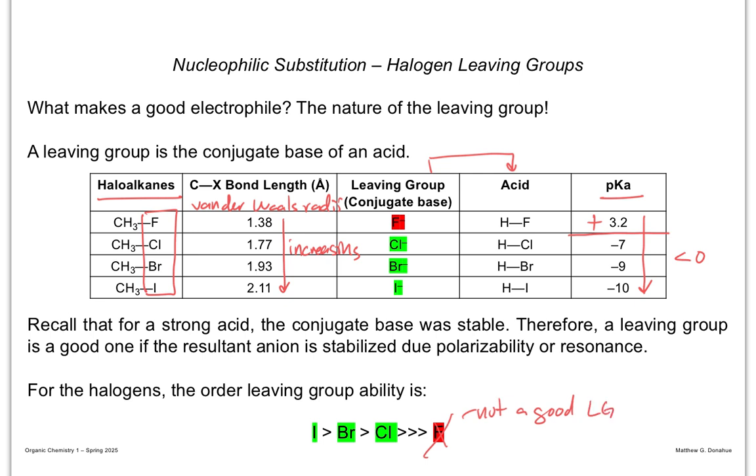That may seem weird because when fluorine leaves, it becomes F-, and we know that fluorine's the most electronegative, but these other factors outweigh that.